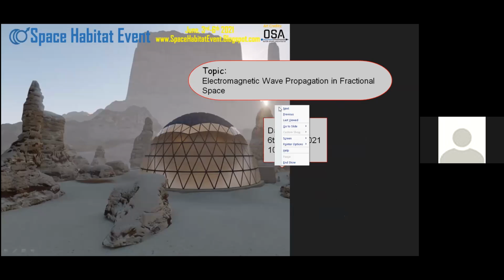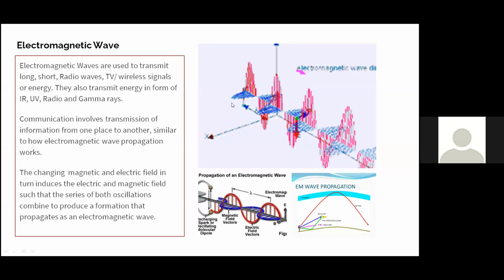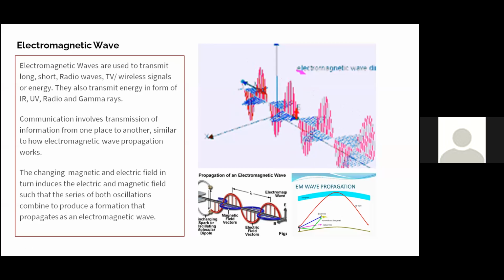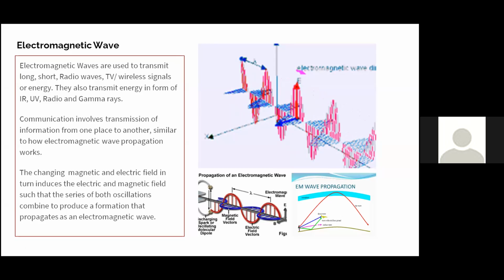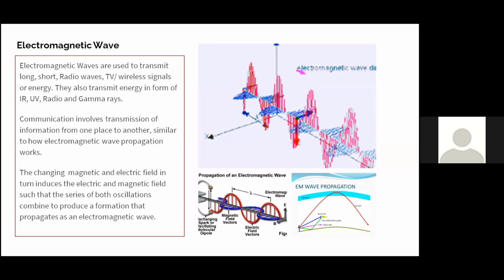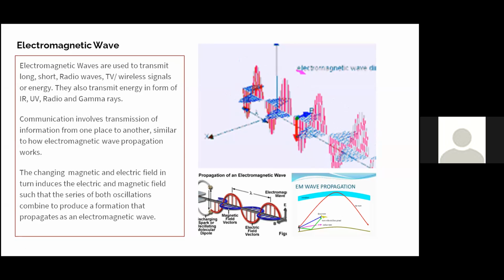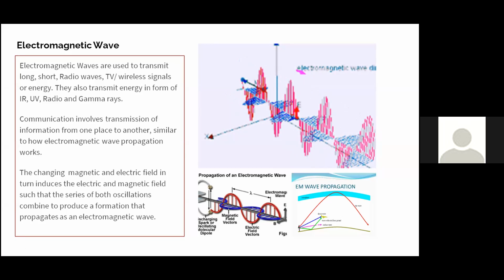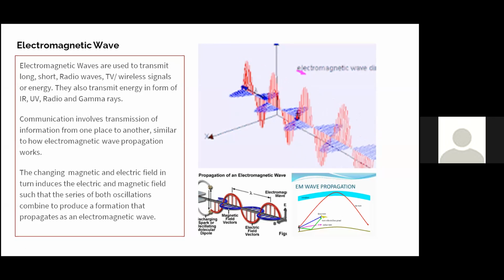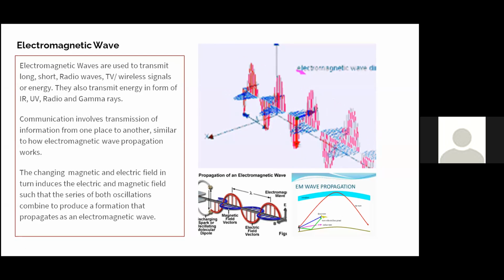Now, when we are looking at the topic, which states electromagnetic propagation within fractional space, firstly we are supposed to study what an electromagnetic wave is, right? Electromagnetic waves are used to transmit long and short radio waves, wireless signals, or energy. They also transmit energy in the form of infrared, ultraviolet, radio, and gamma rays.